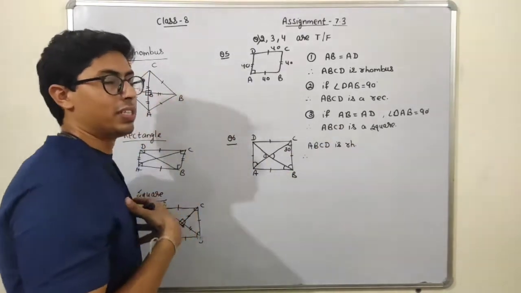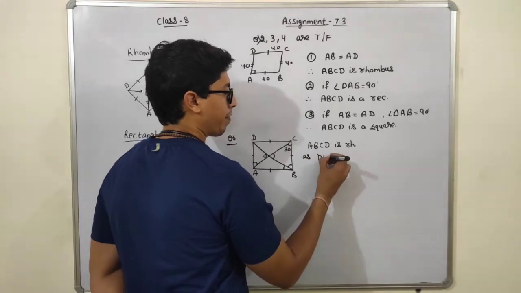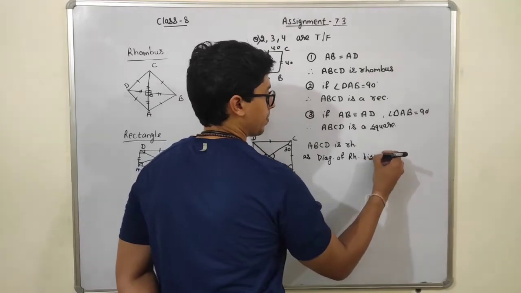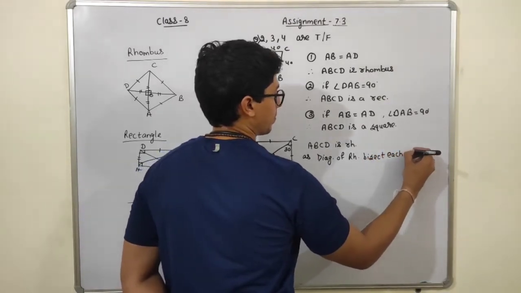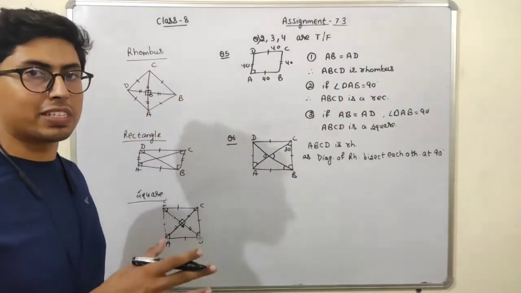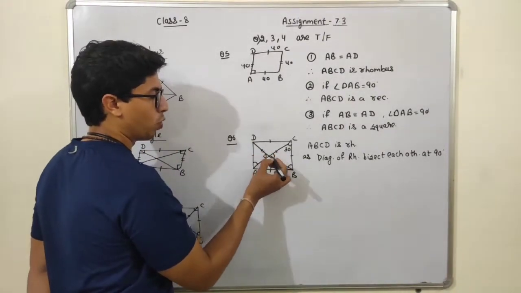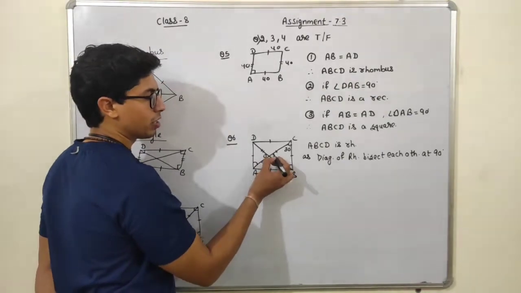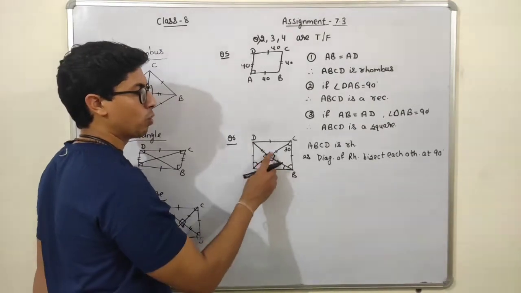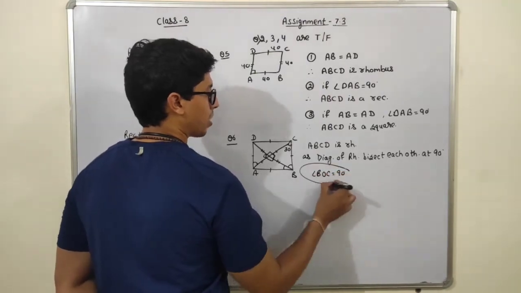Therefore, we know that the diagonals of a rhombus bisect each other at 90 degrees. This means OA is equal to OC and OD is equal to OB, and these angles are 90 degrees. Now if these angles are 90 degrees, I can say angle BOC is 90 degrees. So the first part is clear.